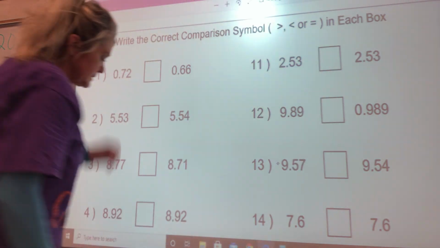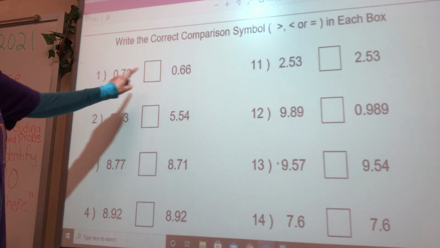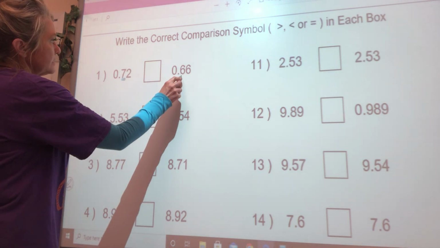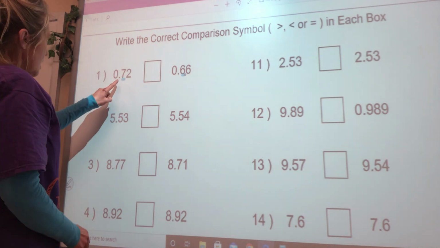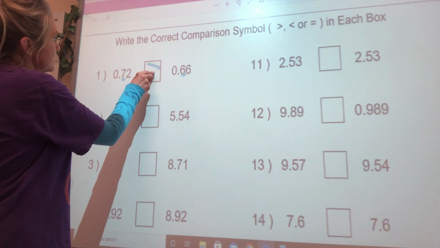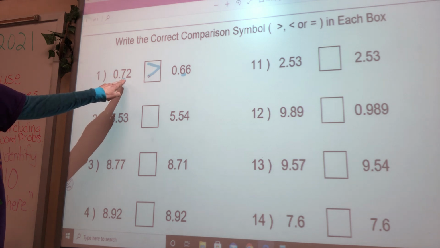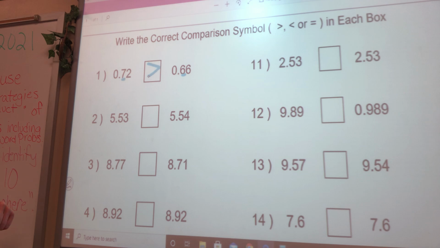Okay, when we're comparing decimals, the first thing we do is, since they both have 0 as their whole number, we know we start looking in the tenths place. Well, I have a 7 and I have a 6 in the tenths place. Which one's bigger, 7 or 6? Well, 7 is. So my answer would be greater than. This number, 72 hundredths, is greater than 66 hundredths.